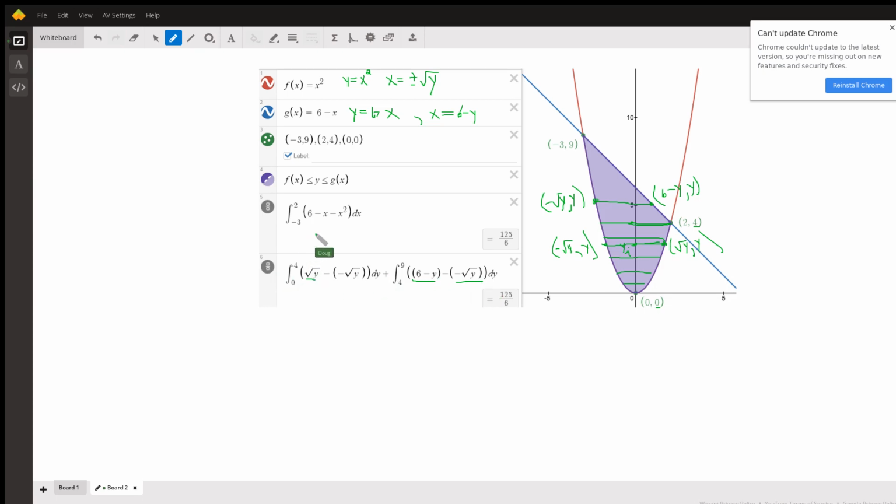You can see that we get the same answer both ways. Obviously, integrating with respect to x is a lot simpler.